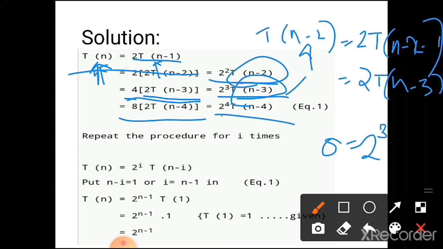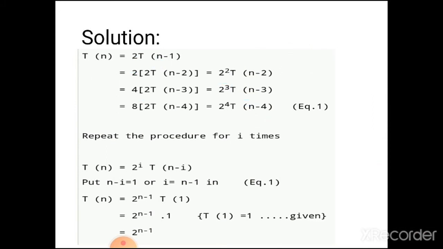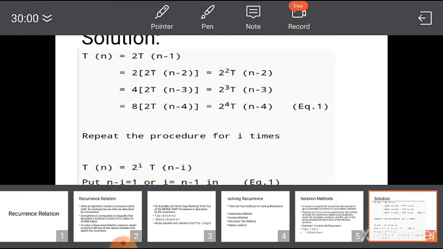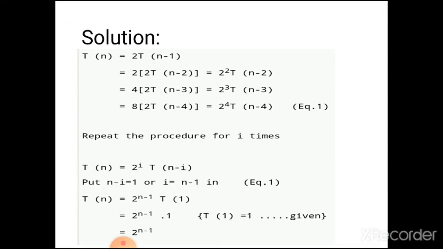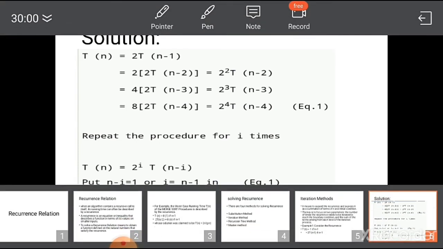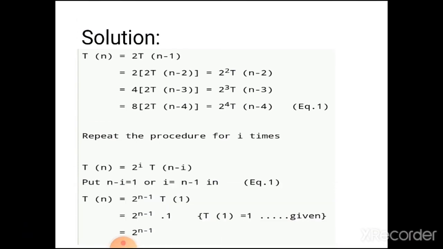This is the equation. So in this equation we have a pattern: 2 raised to 4 t(n minus 4), 2 raised to 3 t(n minus 3), 2 raised to 2 t(n minus 2). Then this procedure is repeated i times to reach a boundary condition.